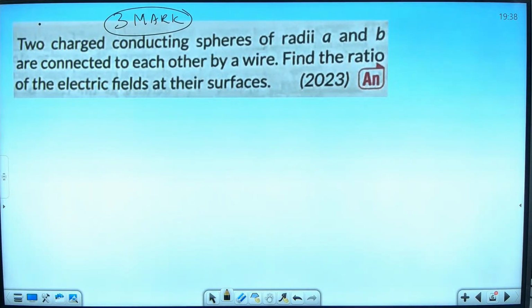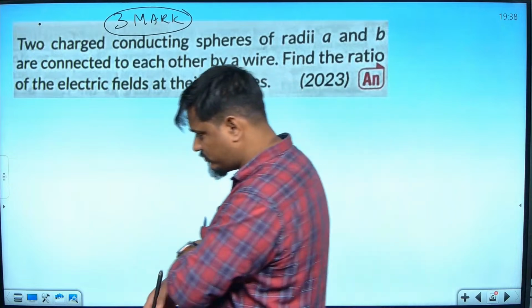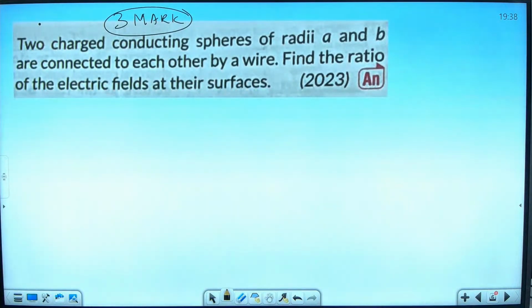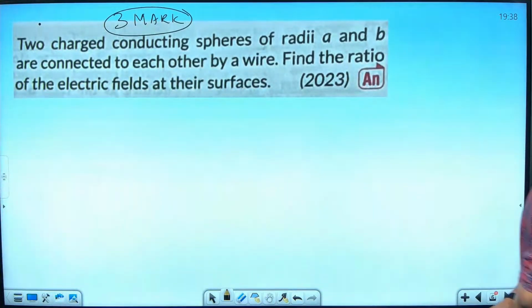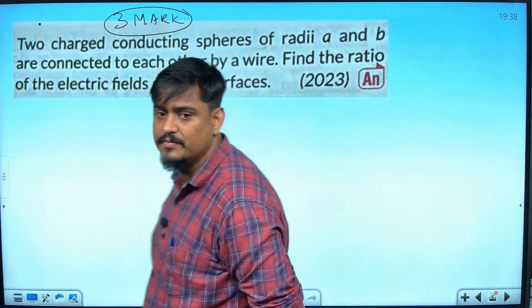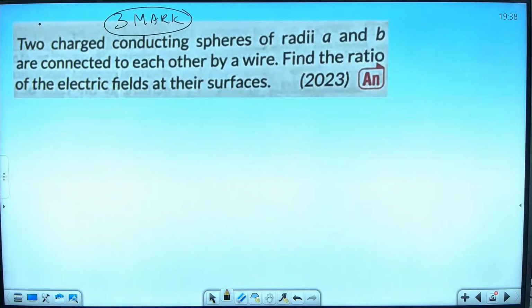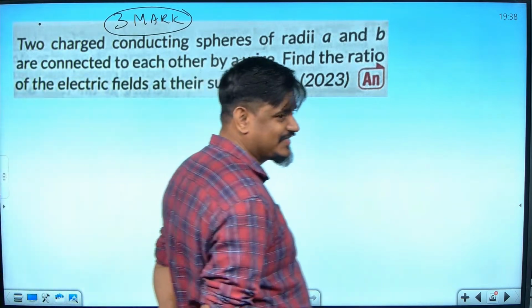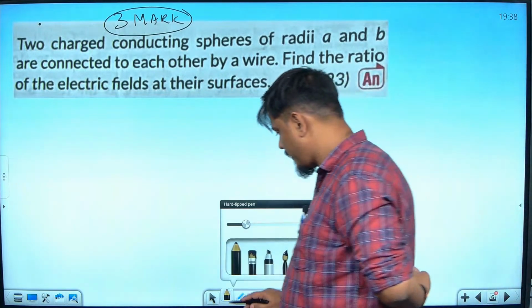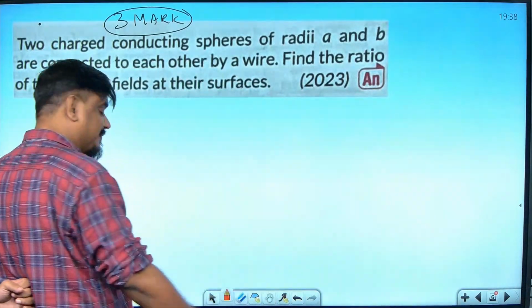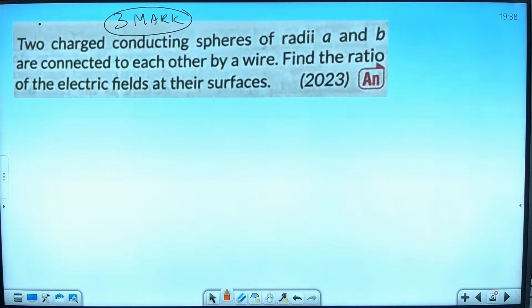I hope you are solving. Any answer? Tell, give a try. Sanjay, tell me. Try. It has come in past board. This is the level of question expected in the examination. Any answer?